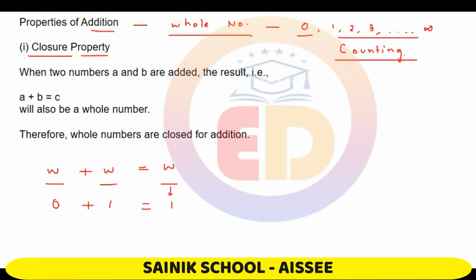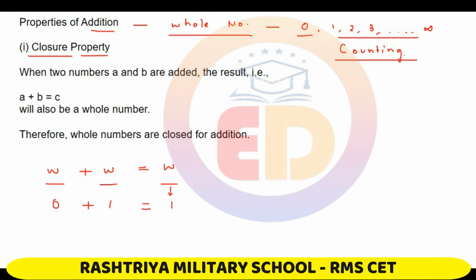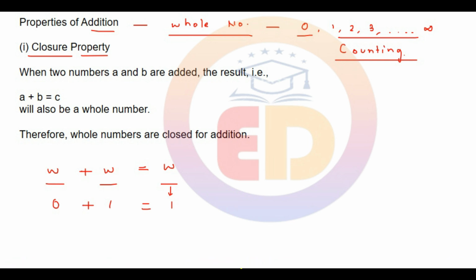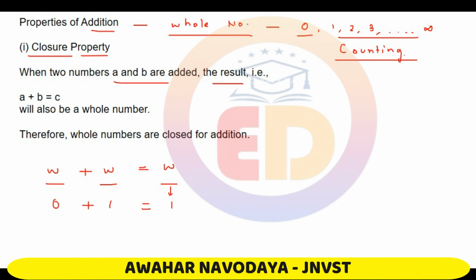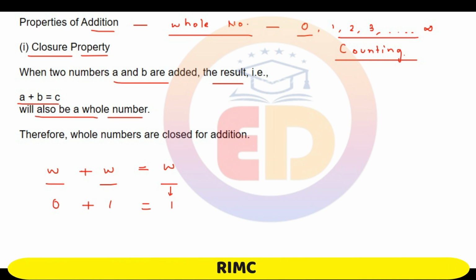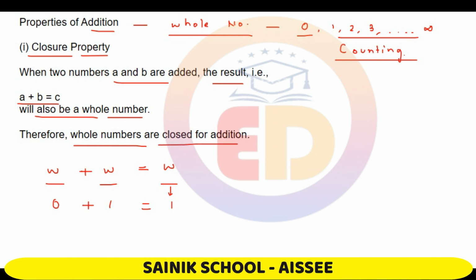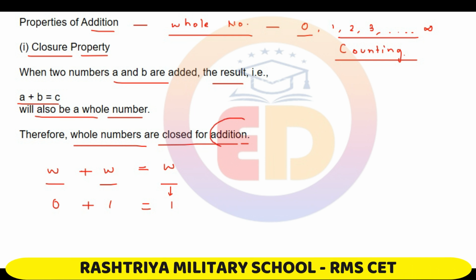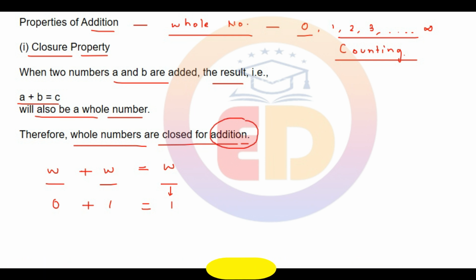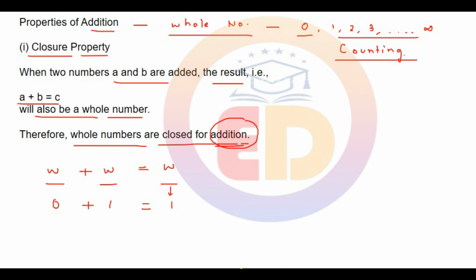This is the closure property which says a whole number when added to another whole number, the result will be a whole number. Here they explain, when two numbers a and b are added, the result a plus b, suppose if it is c, it will also be a whole number. Very important, one question was also asked in the previous exam. Whole numbers are closed for addition. The question was, whole numbers are closed under which operation? Answer was, whole numbers are closed under addition. One of the very basic and most important properties, closure property.